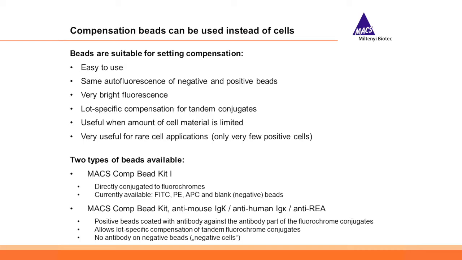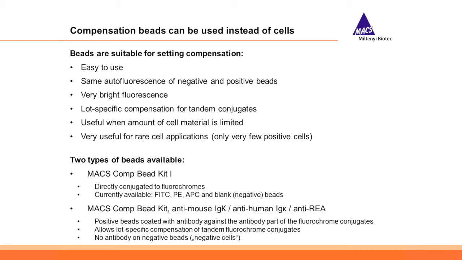So compensation beads are kind of artificial cells. They're very easy to use. They are just in the fridge in a vial that you can simply pull out when needed. They have negative and positive beads. So negative means with low fluorescence, and then positive beads with a fluorochrome on. And these negative and positive beads have the same autofluorescence, so that's very important to set the compensation.